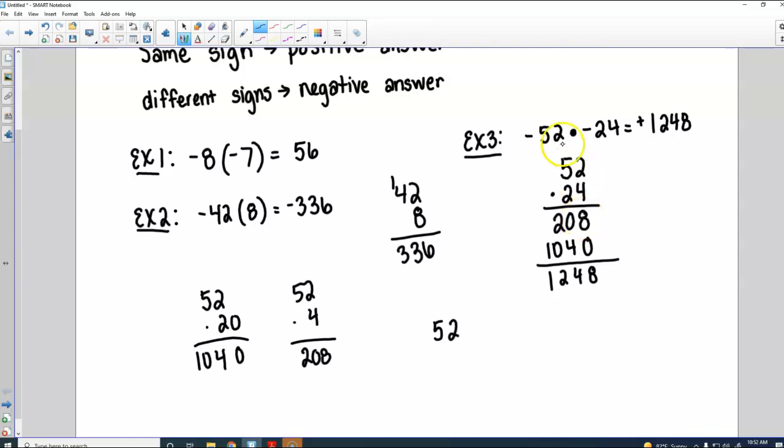Yeah, if you forget to carry something or mark something out, splitting it up might help you if you have trouble with that. So that works well also. All right, questions on multiplying?